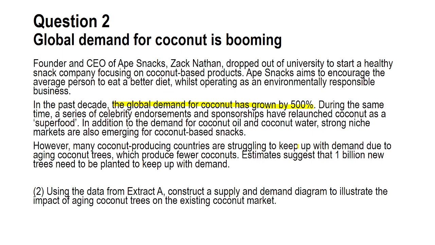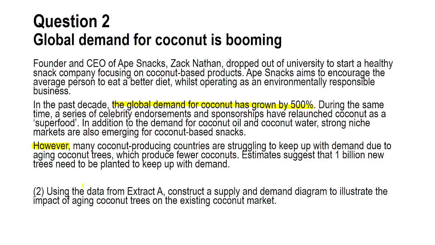During the same time, a series of celebrity endorsements and sponsorships have relaunched coconut as a superfood. In addition to the demand for coconut oil and coconut water, strong niche markets are also emerging for coconut-based snacks. However, we always need to be more focused when we see this phrase, "however." What happened?